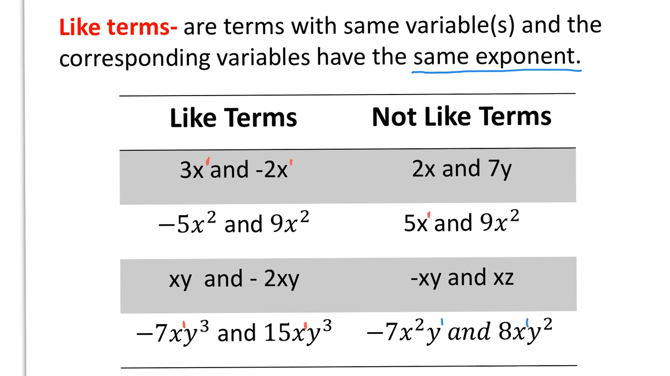One of the things that we can do in an expression is to simplify that expression by combining like terms. Combining is when you add or subtract like terms, and that's what we're going to do next.